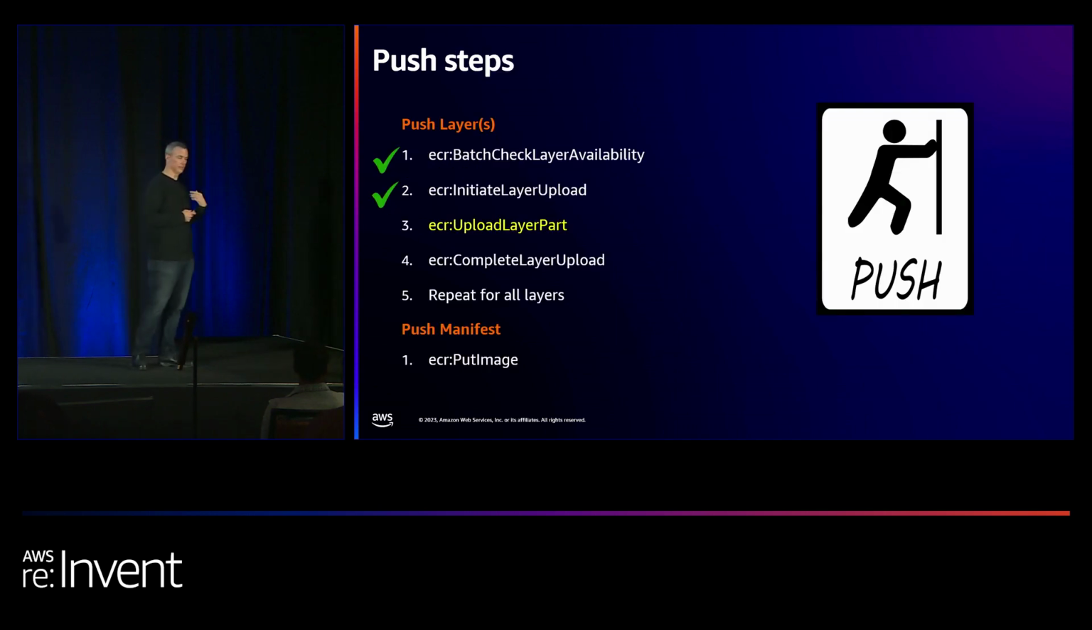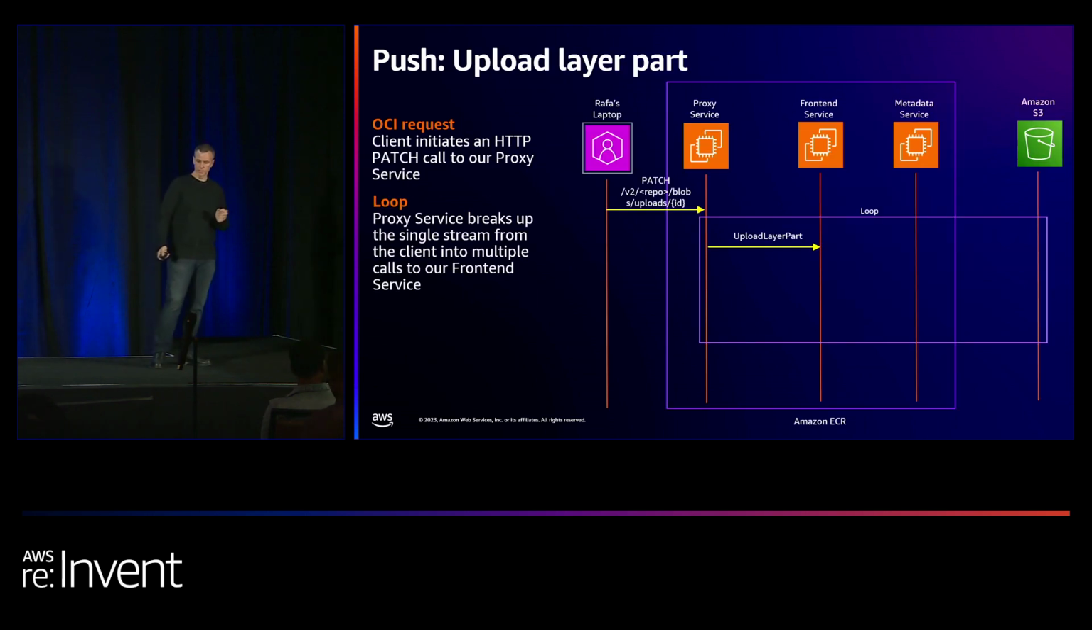Next step is to send us the bytes, and we call that UploadLayerPart. So now the client has potentially a 10 gigabyte layer they want to send us. What Docker will do is initiate a PATCH request to this URL using that upload ID to our proxy service. That's a single HTTP connection that it'll stream all 10 gigabytes to us. What we'll do between proxy and front end is break that up into parts. And parts are typically 20 megabytes, roughly around there.